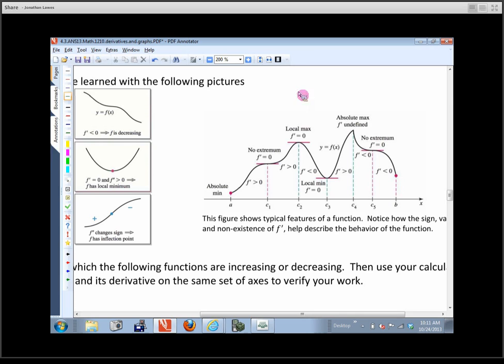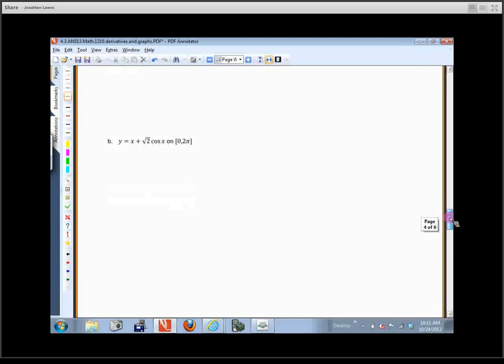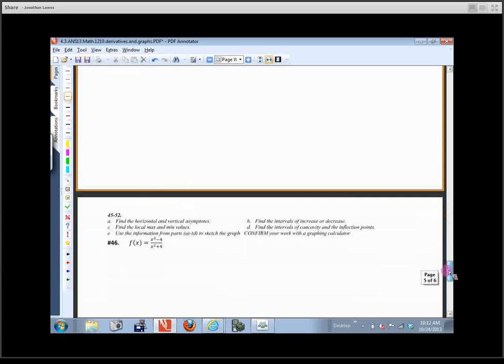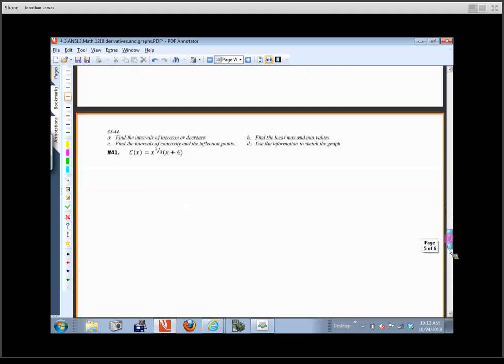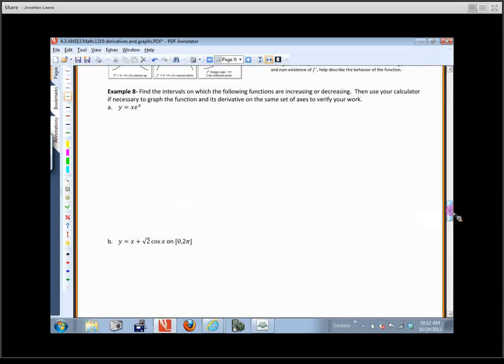So we have example 8, A and B, and number 41 and number 46. So we've got about 40 minutes and 4 problems to do. Now, some of these would be fair game for the test. Some probably a little bit too difficult, but let's see what we can do here. So let's pay attention to the instructions.